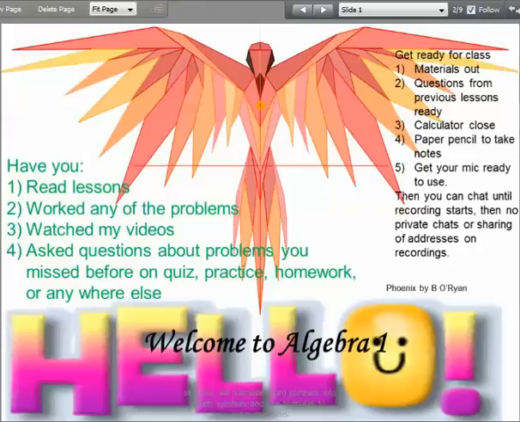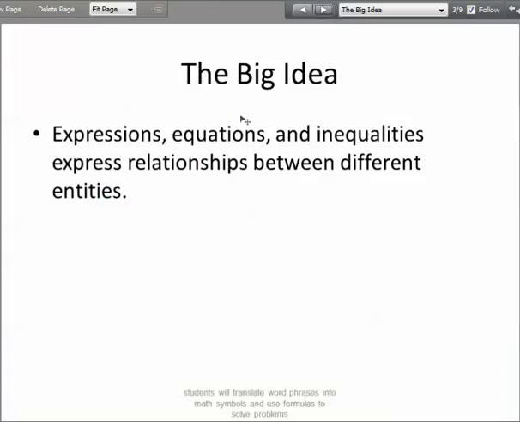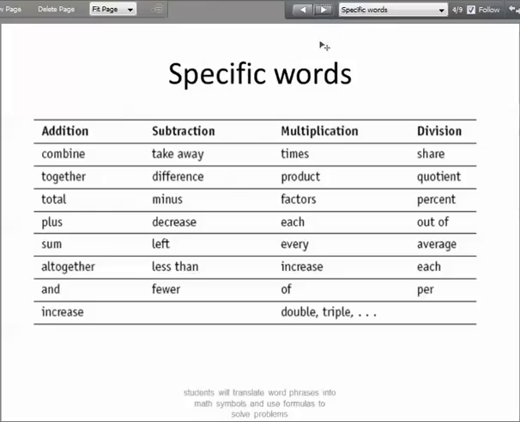We're looking today at expressions, equations, and inequalities, and expressing the relationship between these and different entities. But what we're going to be looking at today is how to take English language phrases and turn those into mathematical symbols. Okay? So that's what the concept is.